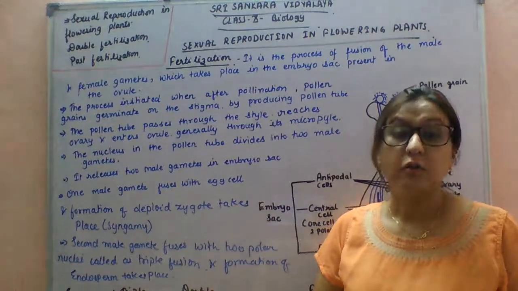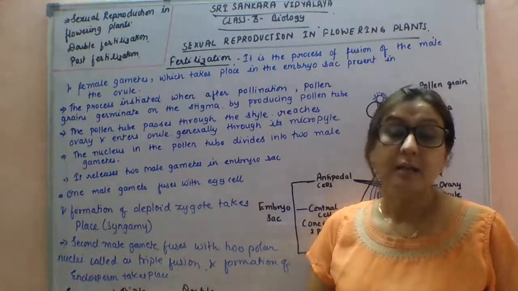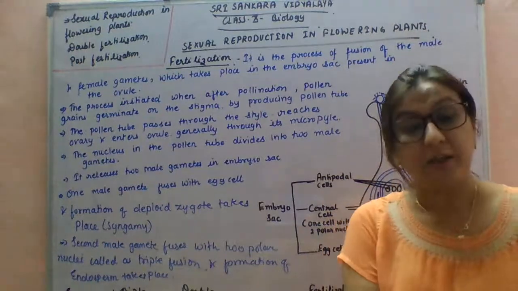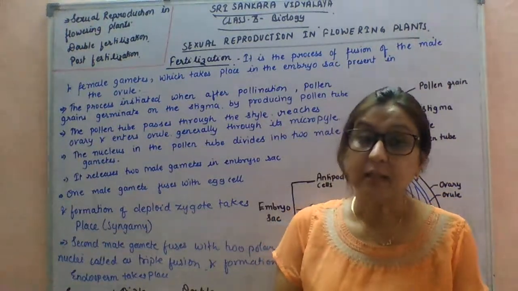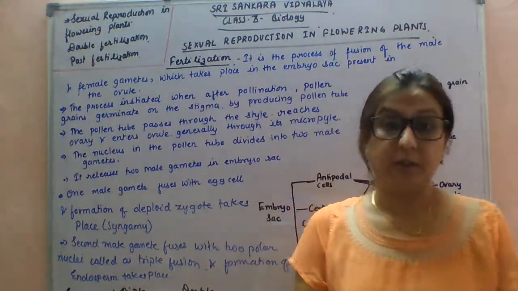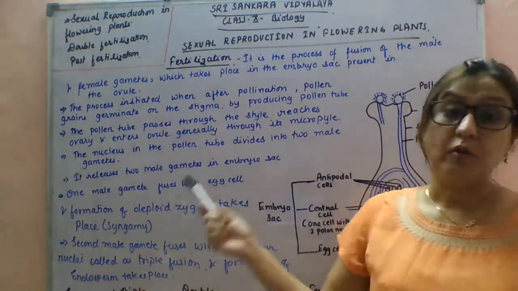Then we discussed the unisexual and bisexual flower. After that I explained pollination. Two types of pollination were there: self-pollination and cross-pollination. Today I will explain fertilization.